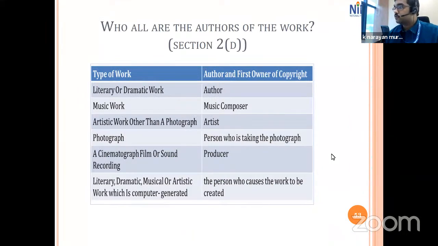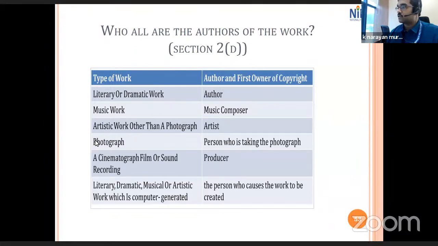Okay, so who is the first owner of copyright? Okay, who is the first owner of the copyright? Copyright first owner for literary or dramatic work is the author. Music work is the music composer. Artistic work, other than the photograph, is the artist. So photograph is the person who is taking the photograph. Cinematographic film is the producer himself, not the director. The producer himself. Though Chetan Bhagat had filed a case against the director and producer of Three Idiots, the producer is the first owner of the cinematographic film, the film which you watch in theaters. So who is the owner of that film? The film is producer. Okay.